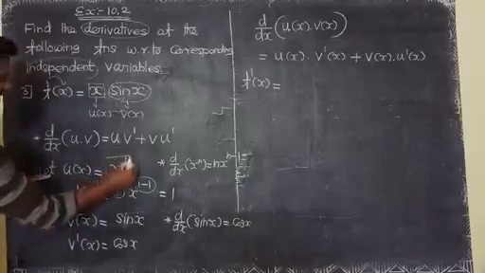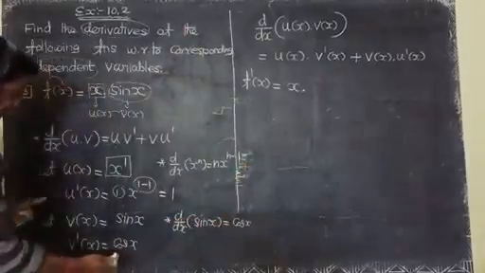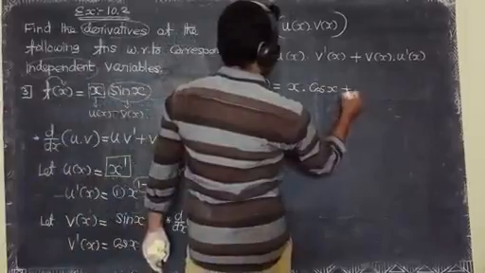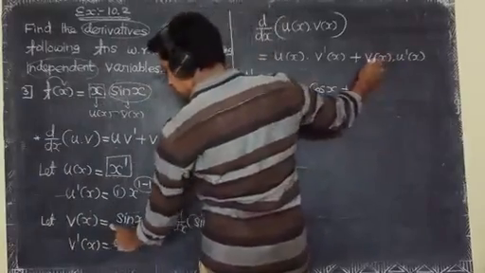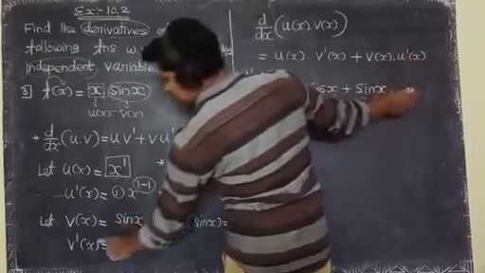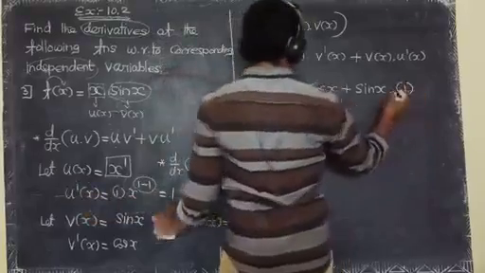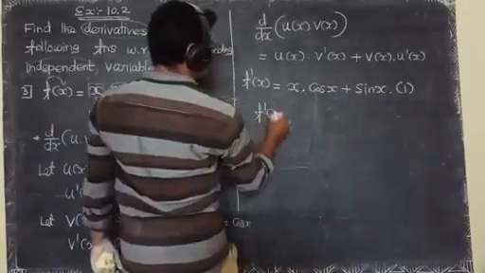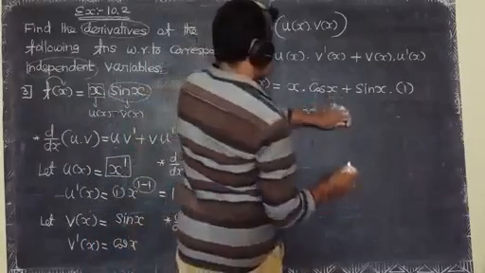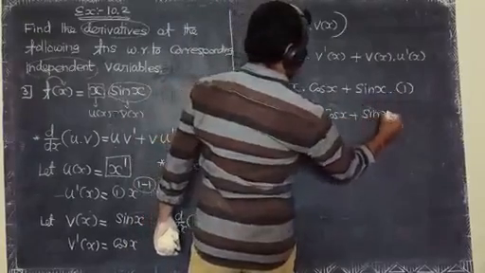This is u of x, which is x power 1. x power 1 into v dash of x; v dash of x is cos x. It is cos x plus v of x; v of x is sin x, sin x into u dash of x. u dash of x is 1, into 1. Therefore the required result is x into cos x plus 1 into sin x, which is sin x.